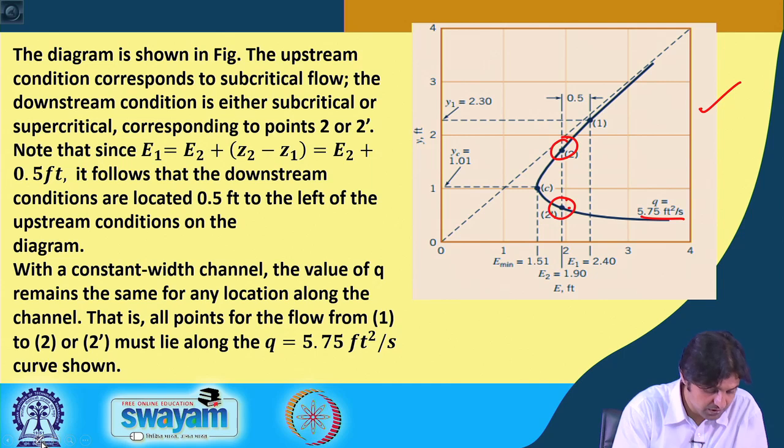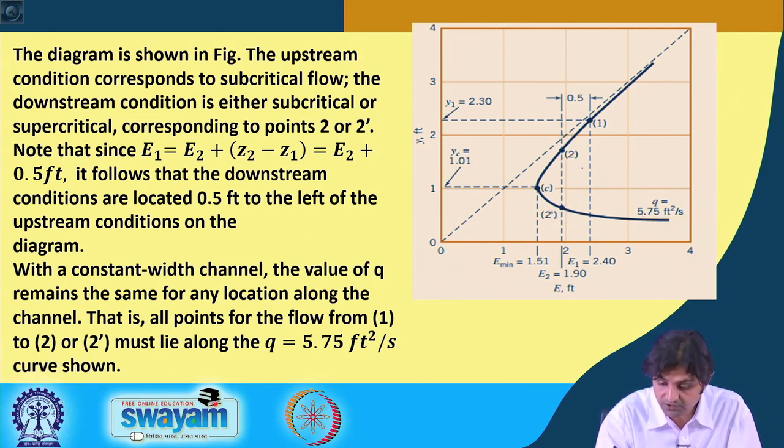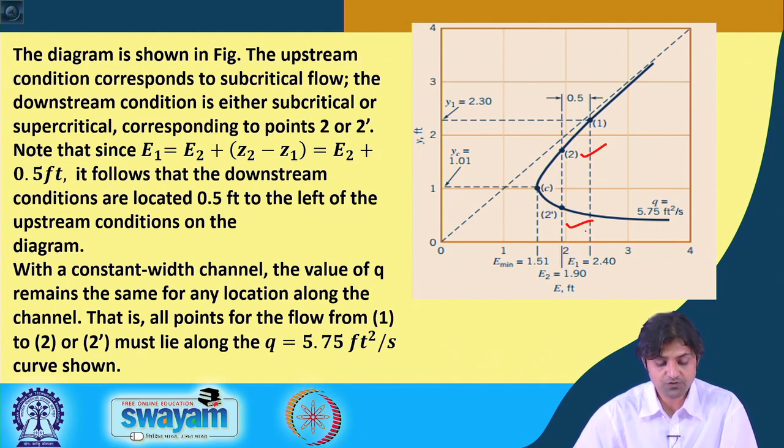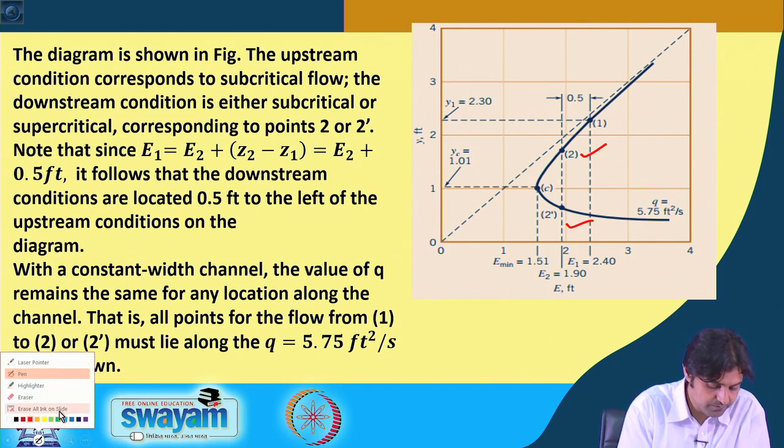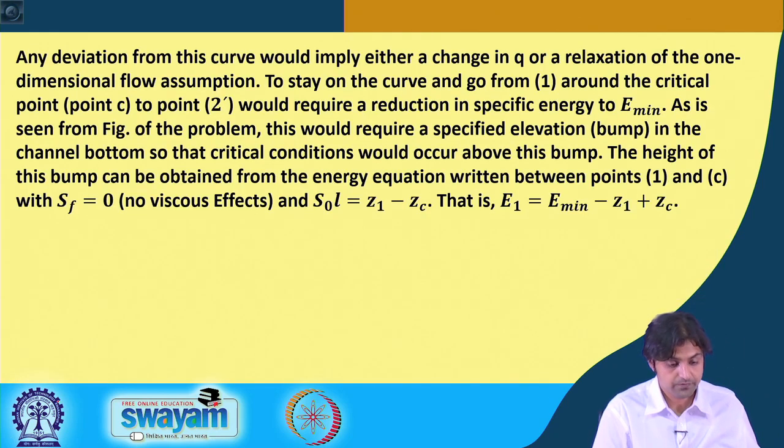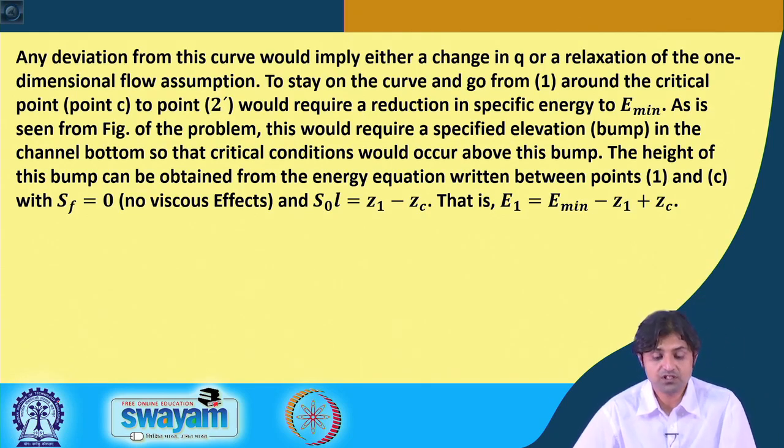This is 2 and this is 2 dash. That is all points for flow from 1 to 2 or 2 dash must lie along this line. This is just the discussion of this curve actually going on. Any deviation from this curve would imply either a change in Q or a relaxation of one dimensional flow assumptions.